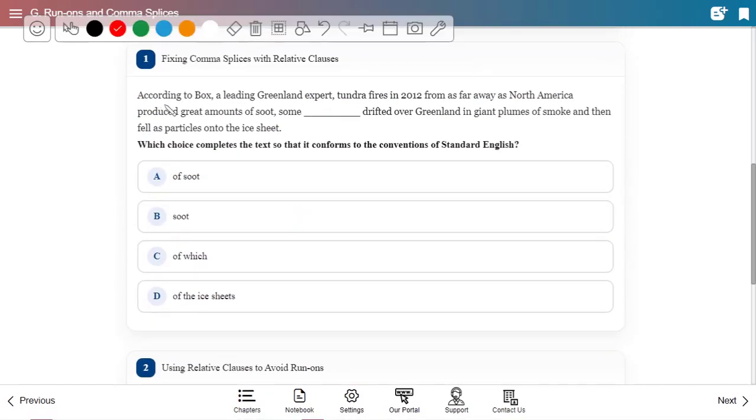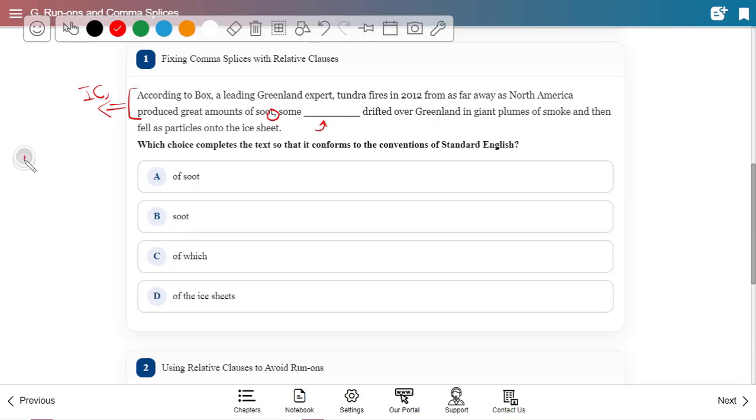Look here. According to Box, a leading Greenland expert, thunder fires in 2012 from as far away as North America produce great amount of soot. Now, this is an independent clause. I see. Then I have a comma. So independent clause, comma. I can't have another independent clause here. So any choice that creates another independent clause here will be incorrect.